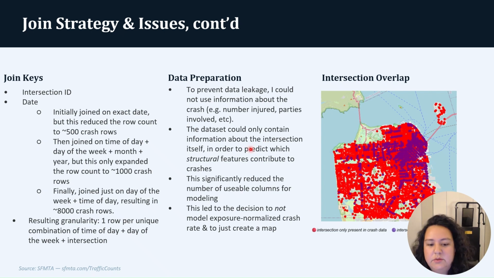Additionally, when I was trying to build the predictive model for the exposure normalized crash rate, I wanted to prevent data leakage about the crash itself. So I couldn't use any information about the crash because I'm trying to predict whether an intersection is more likely to have crashes or not. And if I include things like number of people injured or parties involved, etc., that leaks the fact that a crash happened at that intersection. So the data set could only contain information about the intersection itself in order to predict which structural features contribute to crashes. And this significantly reduced the number of usable columns for modeling.